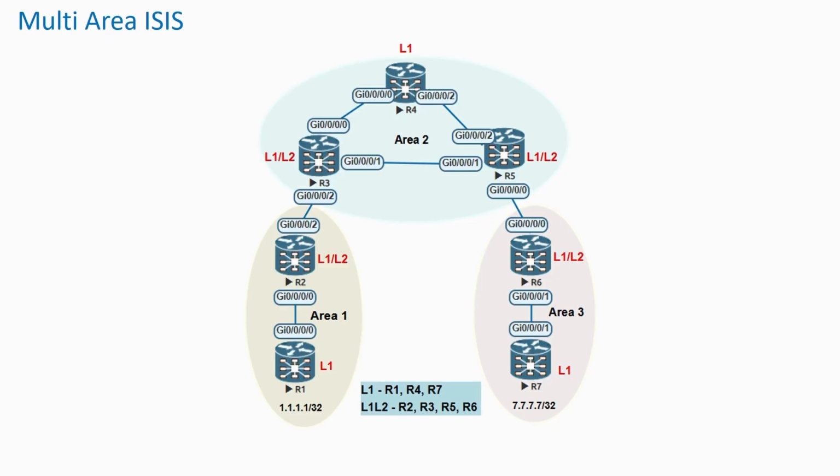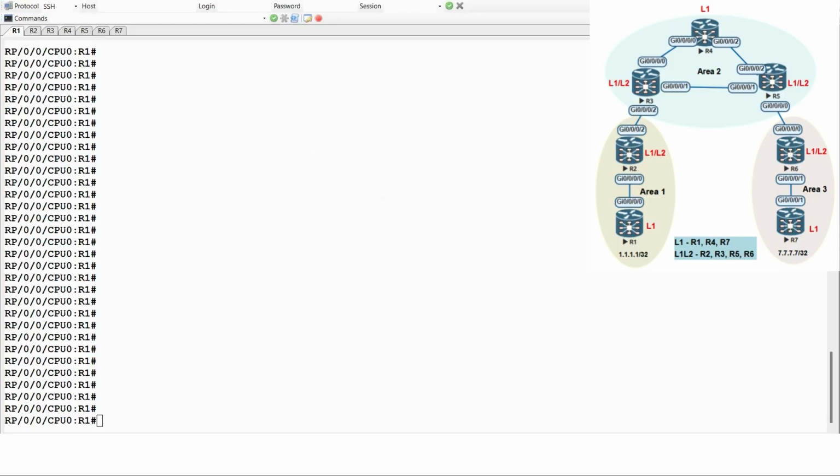Router R1 and router R2 are members of Area 1. Router R3, R4, and router R5 are members of Area 2, and router R6 and R7 are members of Area 3. In the first step, we will configure ISIS on all 7 routers. So let's get started and configure ISIS.